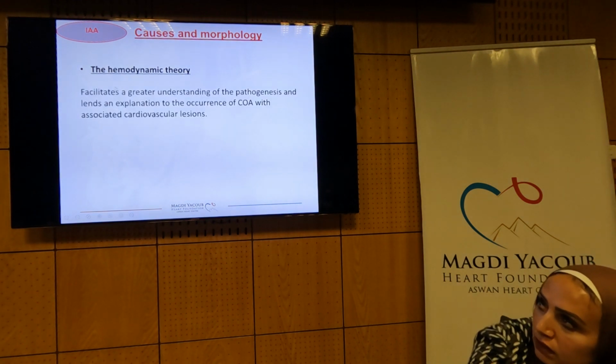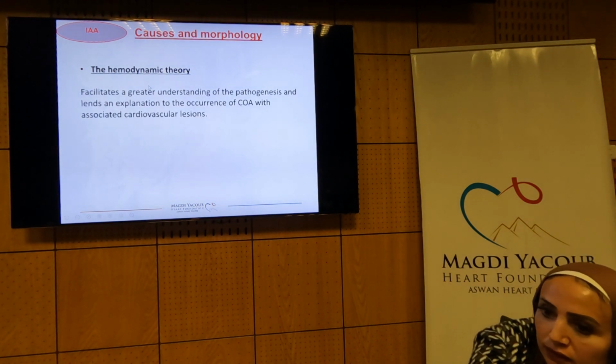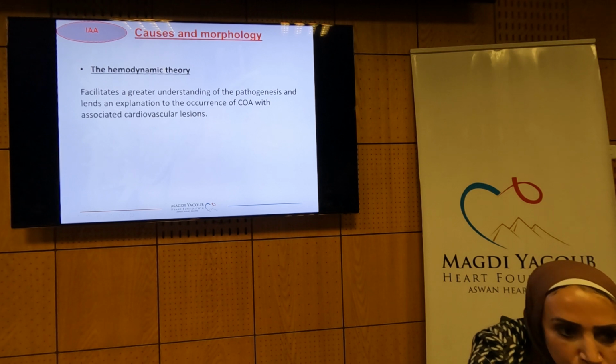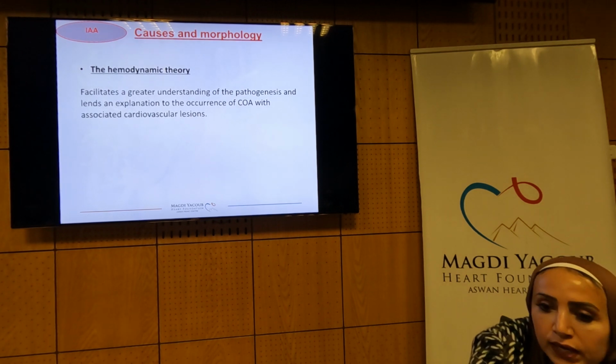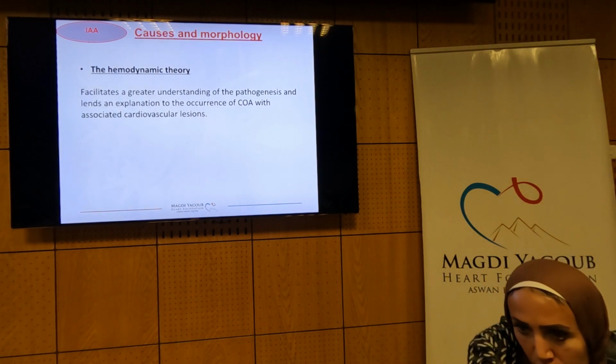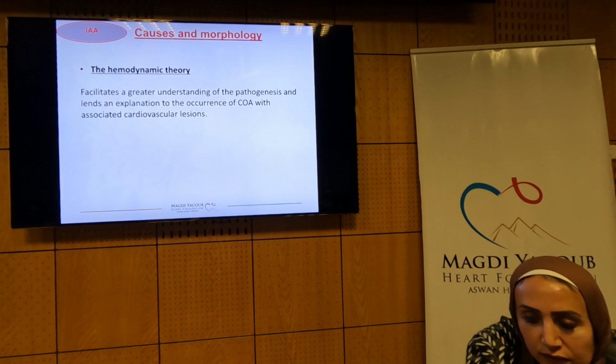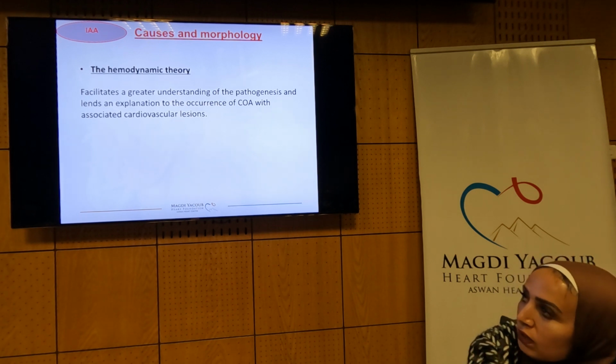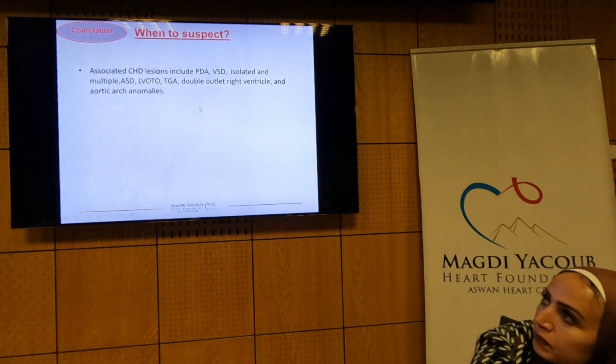Okay, again it comes from the hemodynamic theory that less blood goes from the isthmus to the descending aorta. So we have a normal ascending aorta and normal neck vessels, but we have an interrupted segment, and the duct continues to give the descending aorta, like in the fetal echo.